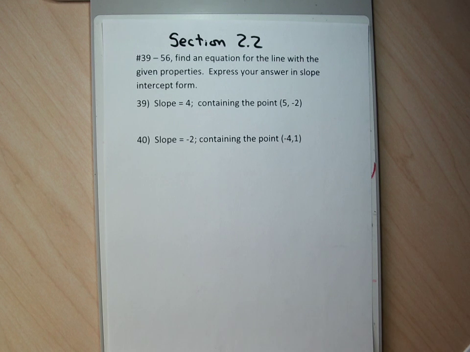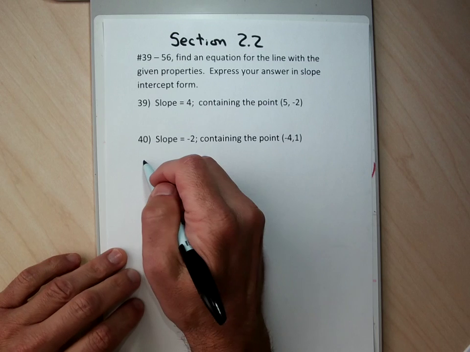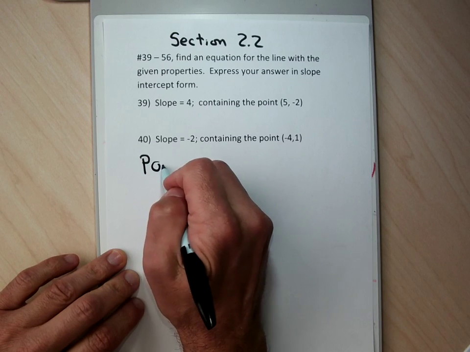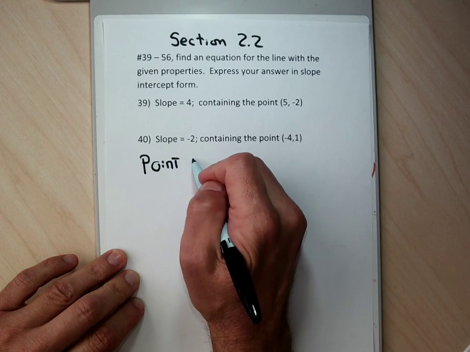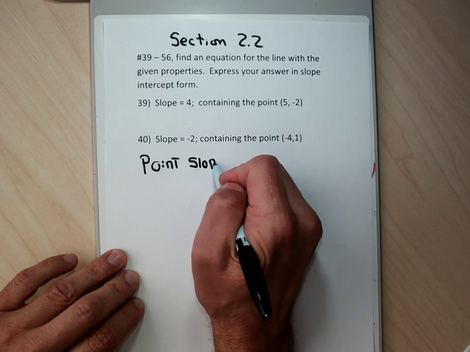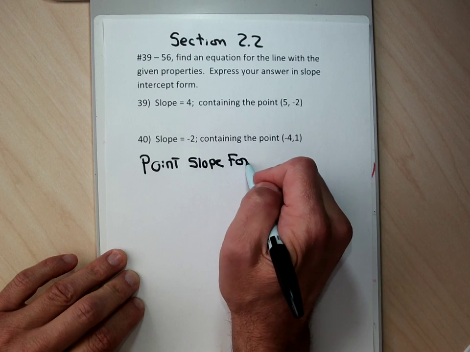Alright, so this will be the end of section 2.2. Hopefully I keep it to around a half hour. There's about 10 problems we have to do. The first group of problems want me to find an equation for a line. And to find an equation for a line, I'm going to use the point-slope formula for each of the problems between 39 and 56. Using the point-slope formula just seems to make sense unless it's a special line.